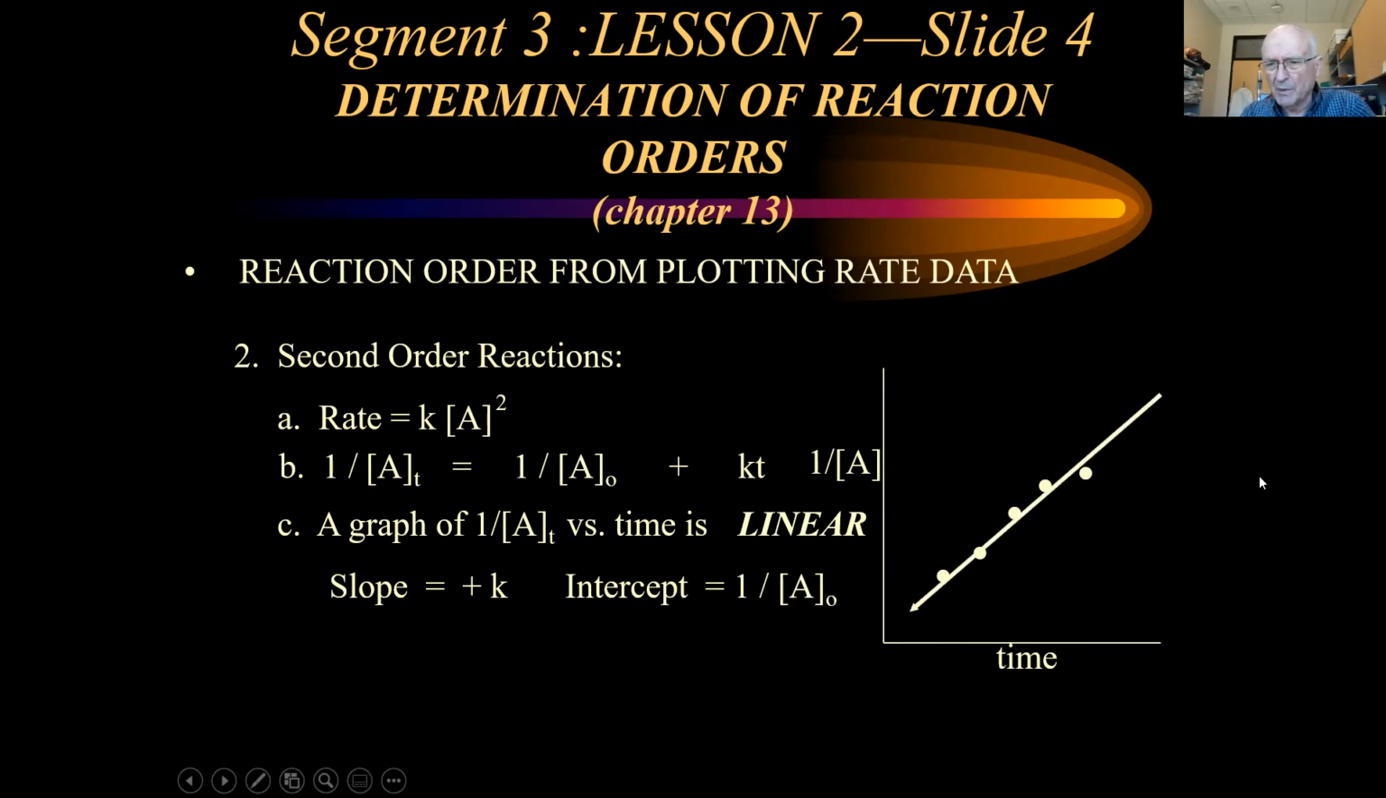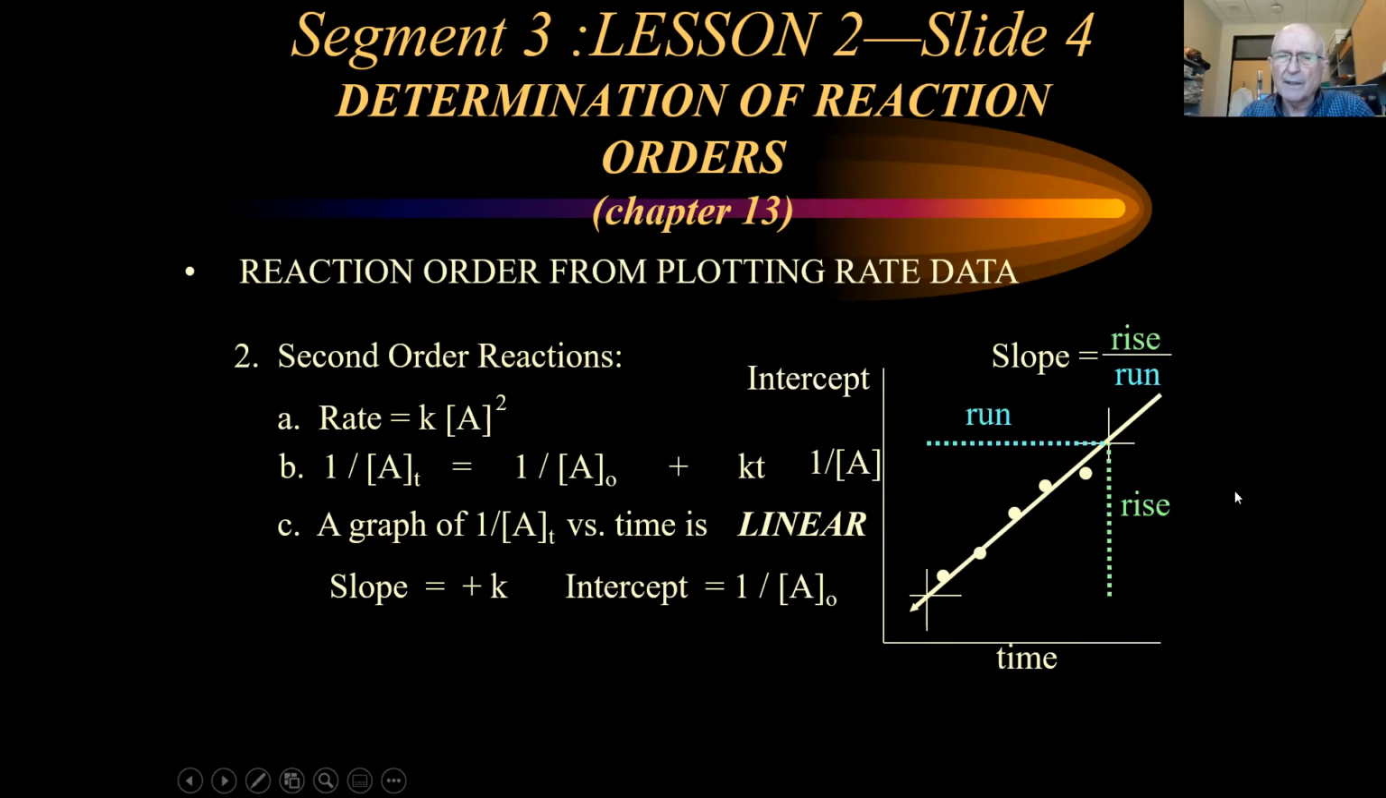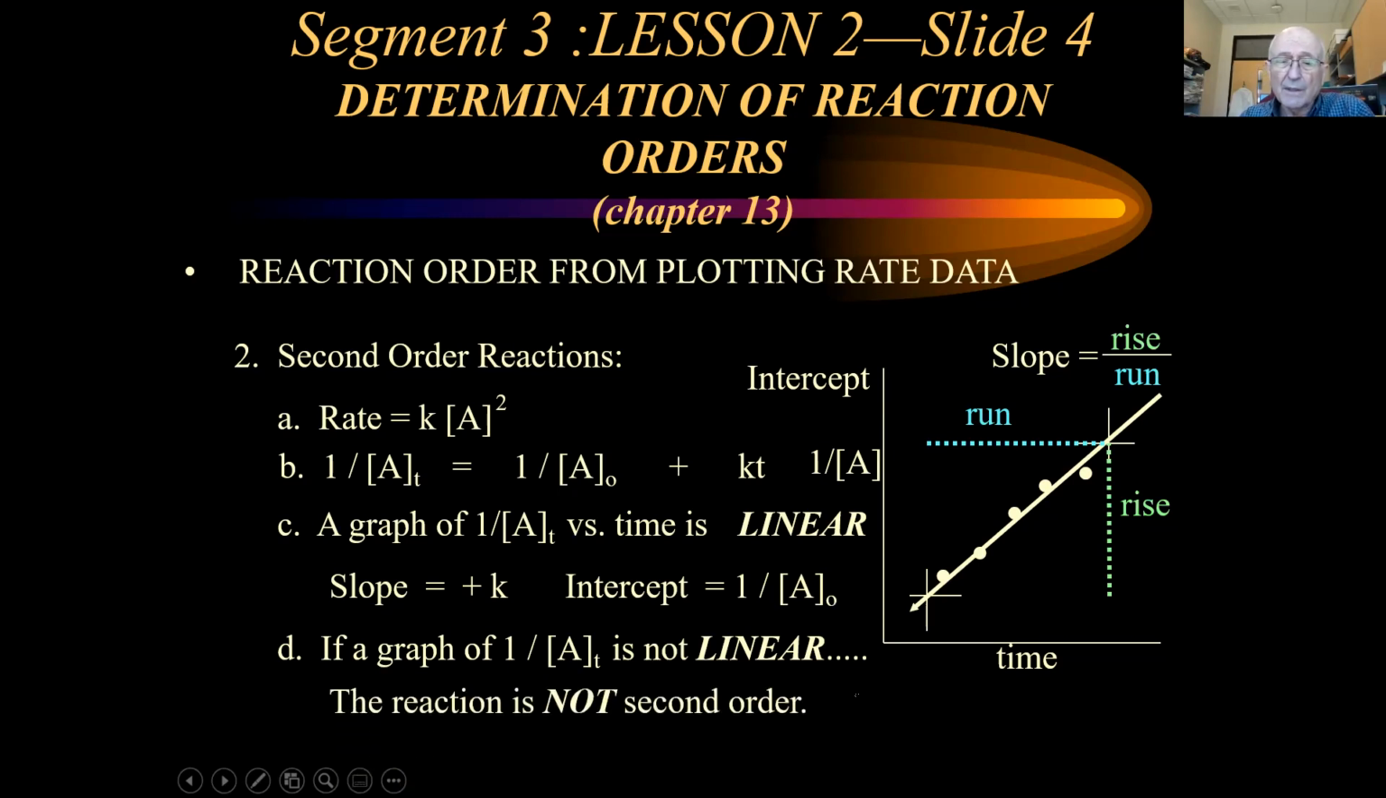We would again put our best fit straight line through the data points, and find a couple of good graph points to use for the rise and the run to get the slope. We can calculate the slope. The slope is going to be equal to K. So if a graph of 1 over A at any time versus time is not linear, then it's not second order. So it has to be one of the other orders.